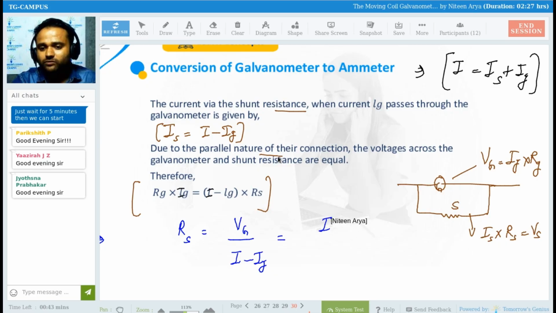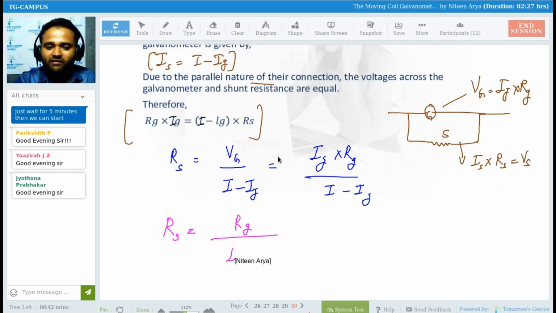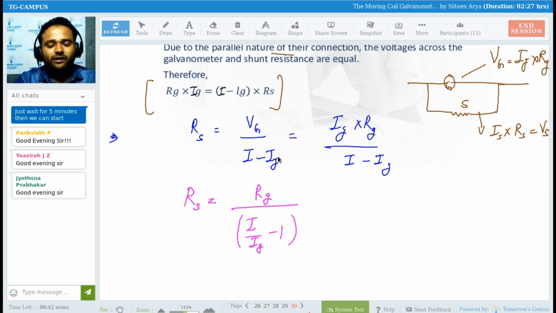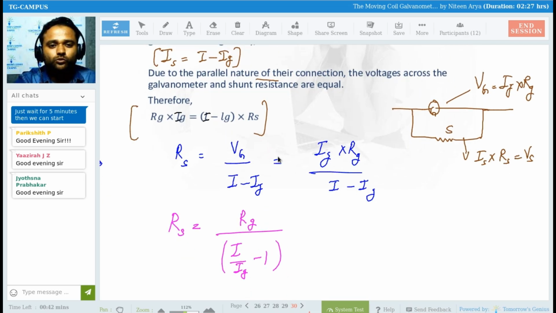And you can write this also: IG into RG divided by I minus IG. So I can write one more formula from here itself. RS, if I take IG common, is going to be RG, and if I take I common, it is I divided by IG minus 1. You can create so many formulas, whatever formula is required. And obviously, IS is I minus IG.